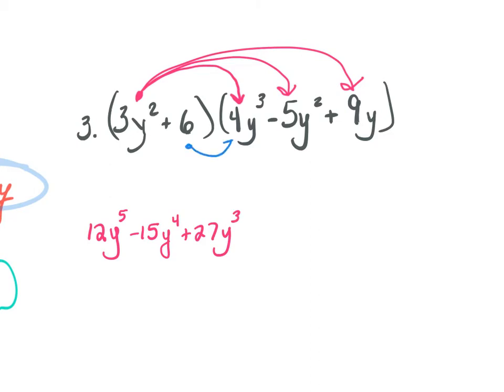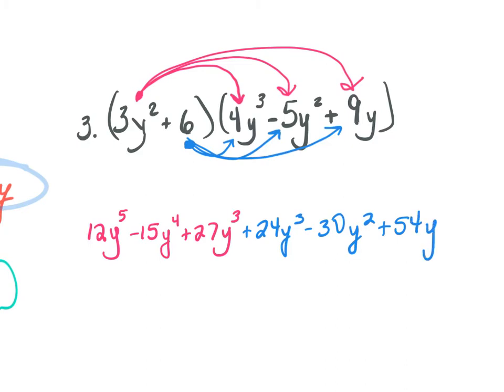So I'm going to say 6 times 4y cubed gives me positive 24y cubed. 6 times negative 5y squared is negative 30y squared. And then 6 times positive 9y, well, 6 times 9 is 54, and then I have y.